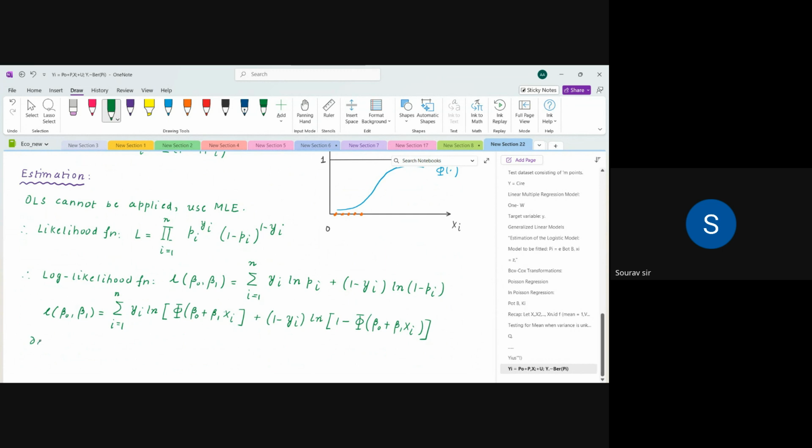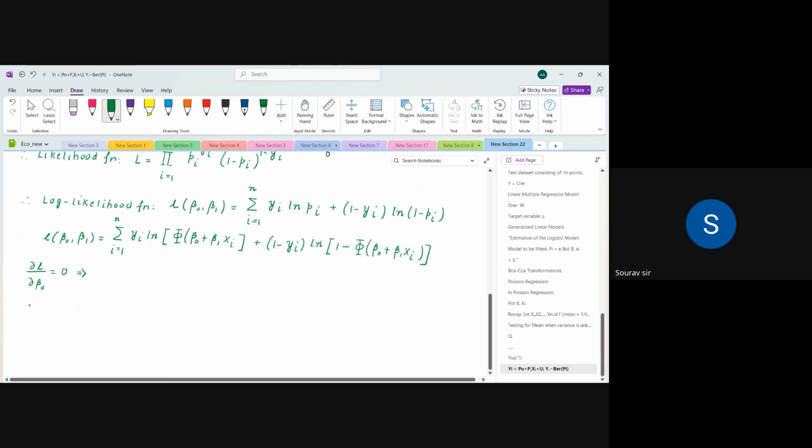We have to maximize the likelihood function. So del L by del beta naught is equals to 0. Maximize it with respect to beta naught and beta 1. And del L by del beta 1 is equals to 0. Right? So what will happen, right?